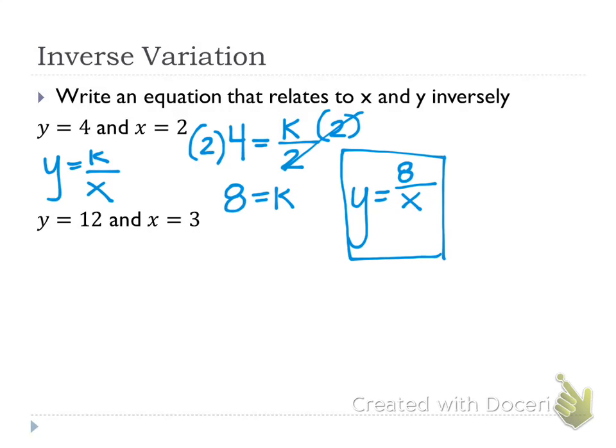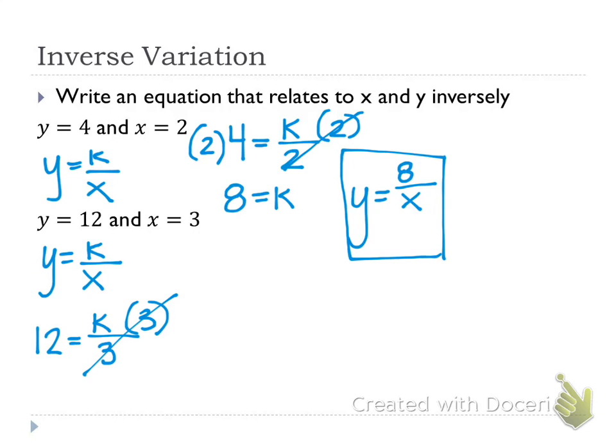Let's do the next one. Again, they told us to write an equation that relates x and y inversely. So I'm going to use this formula here, y equals k over x. And I'm going to plug in my numbers. 12 equals k, since I don't know what it is, over 3. Again, k and 3 are being divided, so the only way to get k by itself is to multiply. I multiply by 3, which cancels that out.